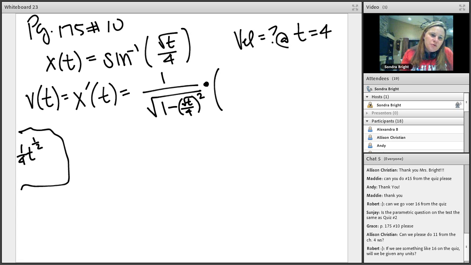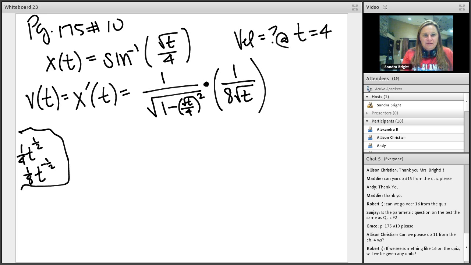So when you do pop and drop, this would be 1/4 times 1/2 t to the 1/2 minus 1, which gives you a negative 1/2. So that means it's like a 1/8 root t, like that. And then should we just plug it in? That's what I'm thinking. They want you to evaluate it, so why even simplify, right? They want it when t is 4, so let's just plug it in.